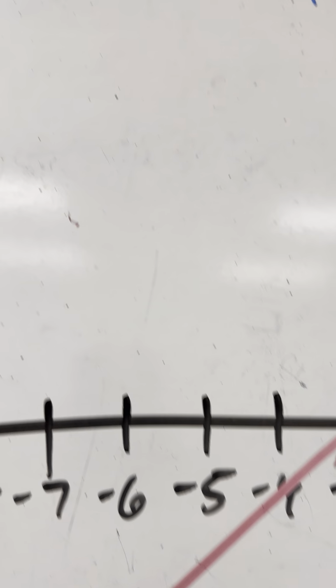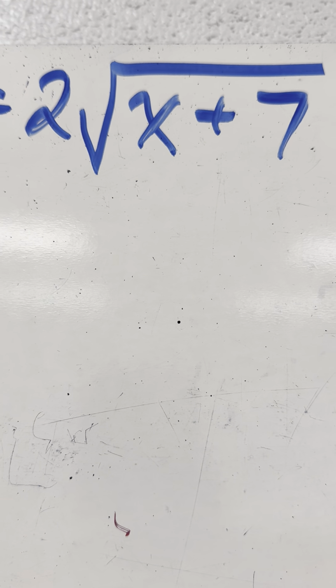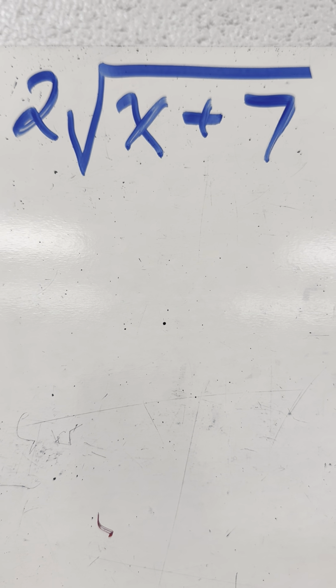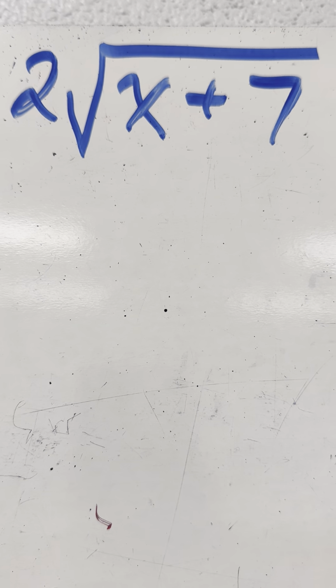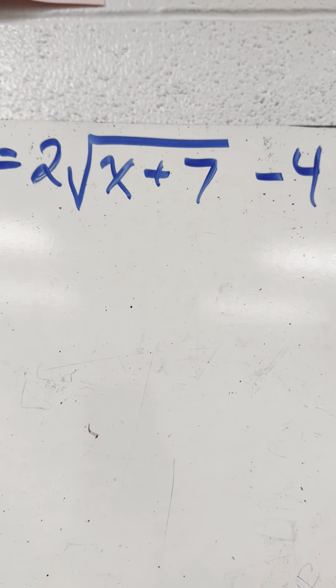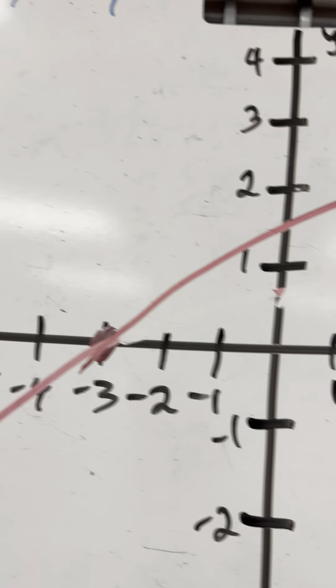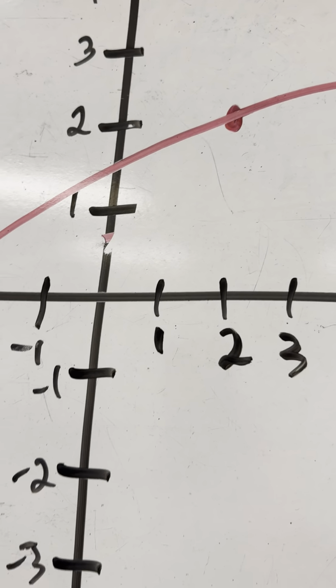Next, I'm going to use 2, because 2 plus 7 is 9. The square root of 9 is 3. 3 times 2 is 6, and 6 minus 4 is 2. So I have 2, 2.